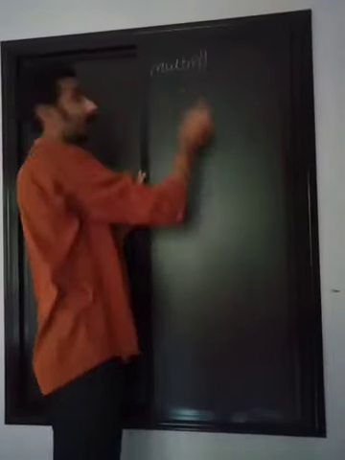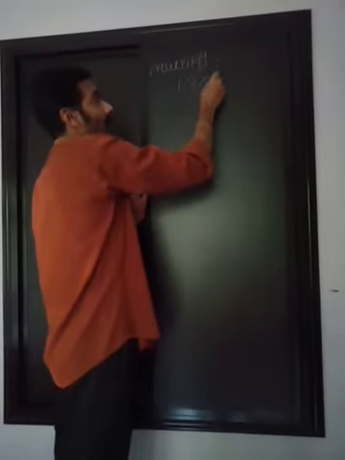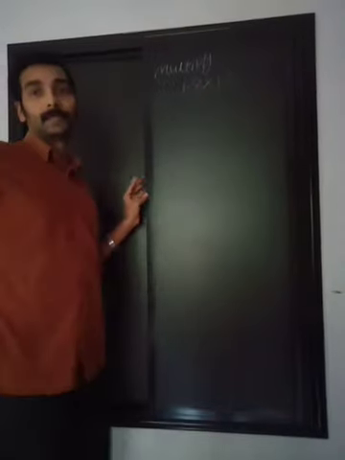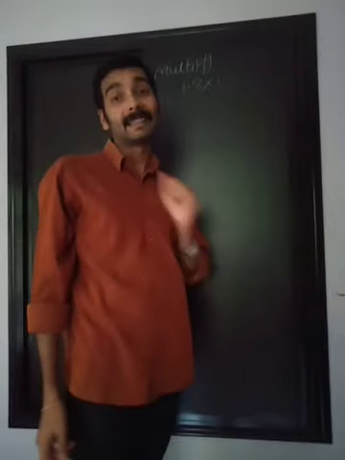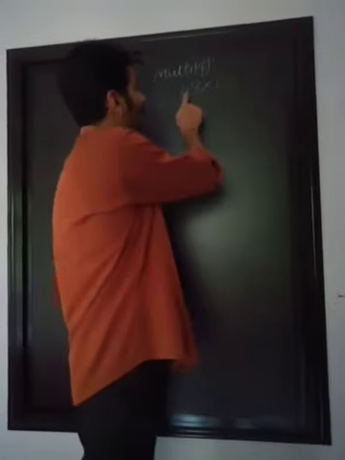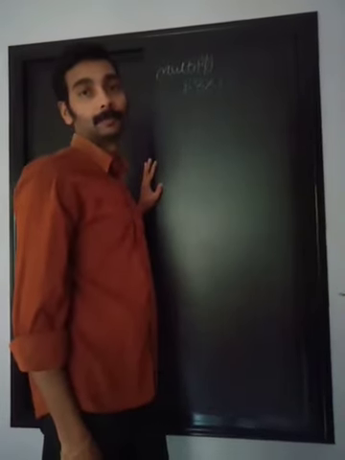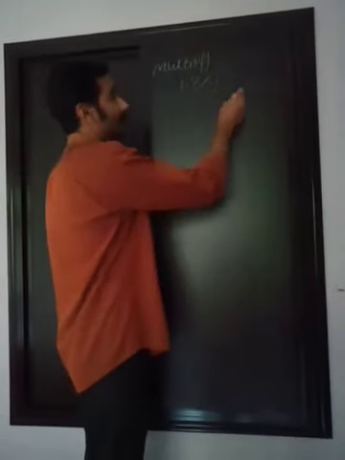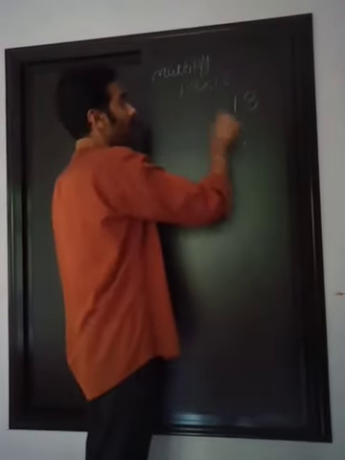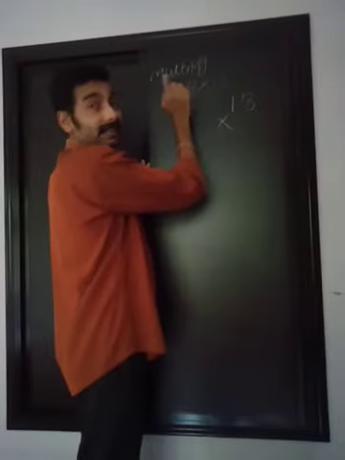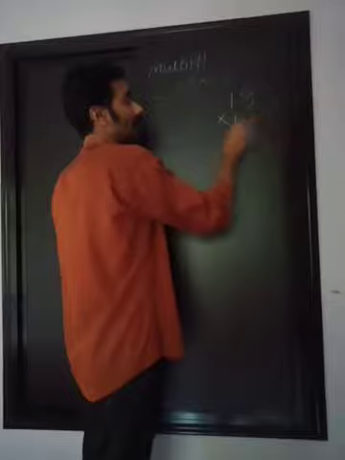Multiply 1.8 into 1.2. Today we discuss multiplication of decimals. The question is 1.8 into 1.2. First we multiply 18 into 12. First we avoid the decimals.